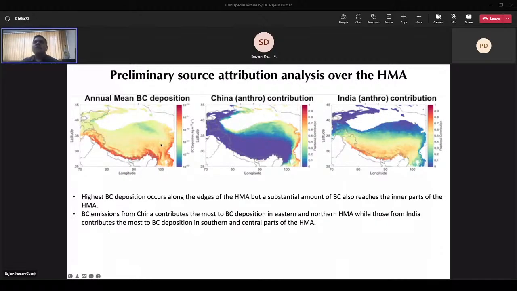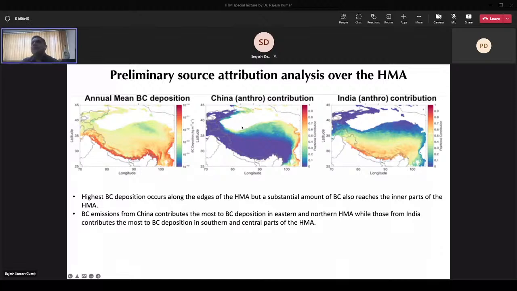We also used our 1 month simulation. We simulated the entire 2013, and we look at annual mean black carbon deposition in high mountain Asia. You see that it is strongest along the edges of the high mountain Asia, which makes sense. The closer you are to the source, the higher will be the deposition. But then the tracers allow us to understand where these emissions are originating from.